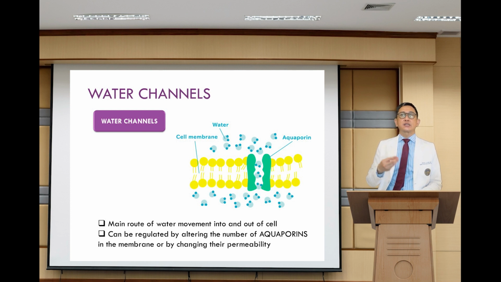When we're talking about water movement from outside to inside of the cell or inside to outside of the cell, we are going to encounter aquaporins. So when you talk about water channels, it's aquaporins. It can be regulated by altering the number of aquaporins in the membrane or by changing their permeability. So this is water channels. We are now talking about membrane transport proteins. Okay? So that channel is an example of a membrane protein.